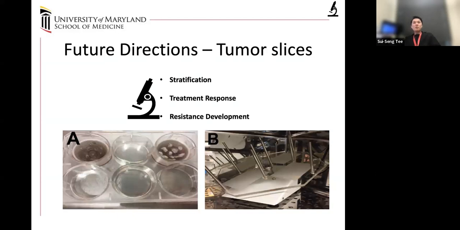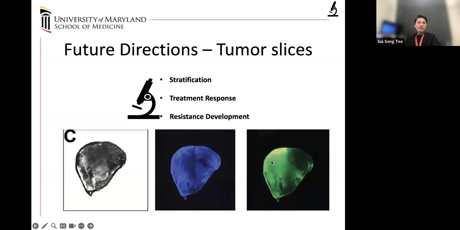I started some of this while I was at Sloan Kettering. We're trying to translate them here as well, where we grow these tumor slices in these inserts in 6-well plates. It rotates to ensure sufficient oxygenation. We can take these slices out and stain for DAPI, and this is calcein AM, a live cell stain, and we can see that these tumor slices remain viable.